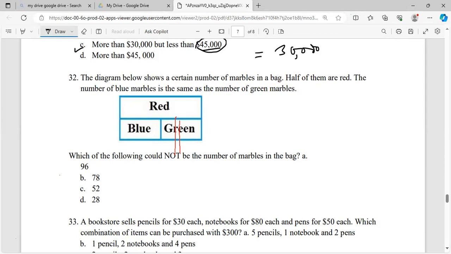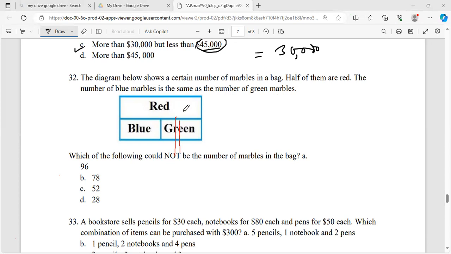Which could not be? 28, sir. 28. All right, explain why 28 could not be. Sir, because it said half of them are red, and it said there's the same amount of blue and green marbles, and 14 and 14 give you 28, so it could not be 28, sir. Everybody agree with that? I'm not sure I'm agreeing with the explanation, though. Half of 28 would be what? 14, sir.